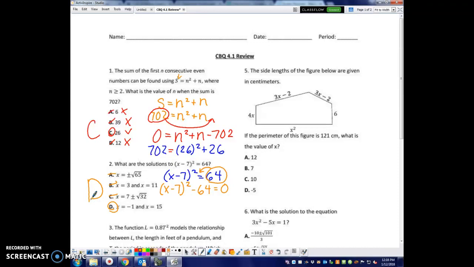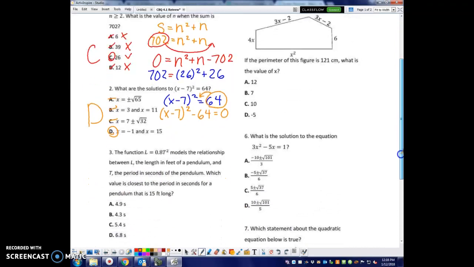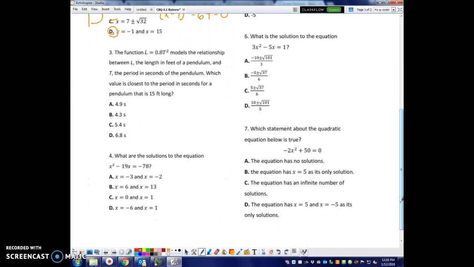All right, number 3 says the function L equals 0.8t squared models the relationship between L, the length in feet of a pendulum, and t, the period in seconds of the pendulum. Which value is closest to the period in seconds for which the pendulum is 15 feet long? Okay, so we have the equation. L equals 0.8t squared. T is the seconds. And L is the length.